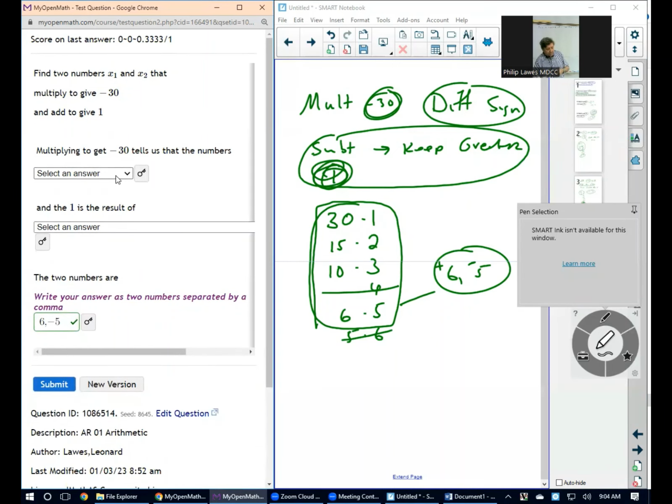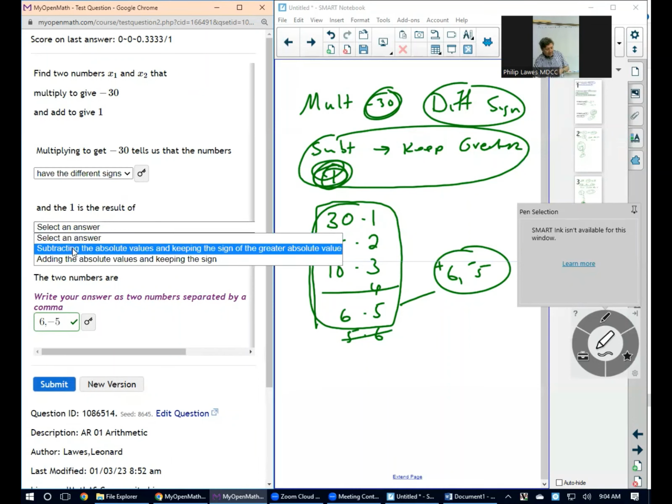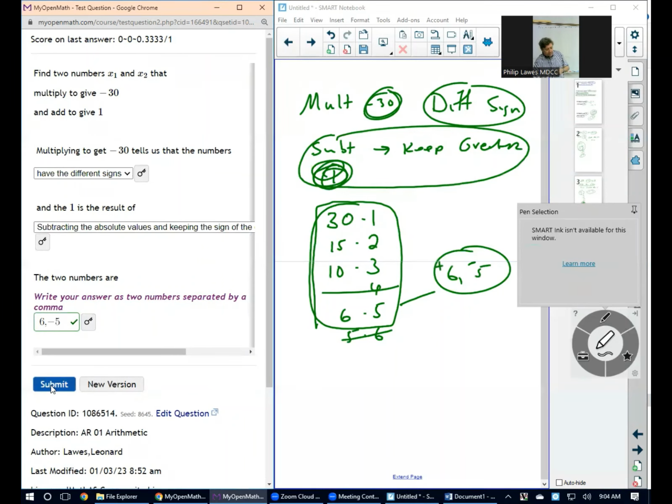And you'll see I have different signs because it was negative. So I subtract to get the sign of the greater number. And I have 3 check marks.